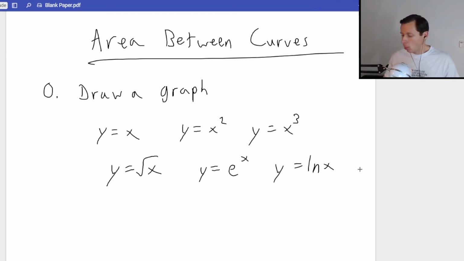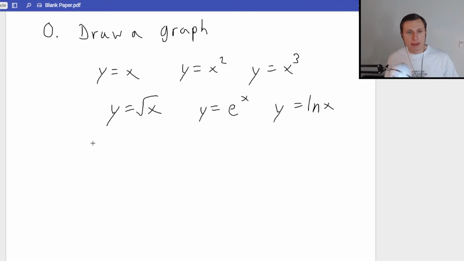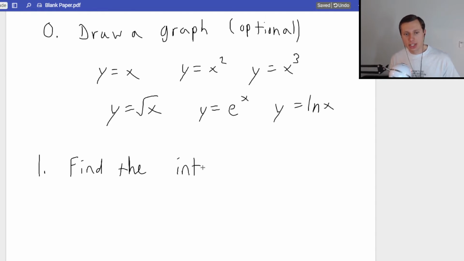So then step 1, the real step 1, after you draw the graph, and by the way, this is an optional step. I'll even put this in parentheses. It's optional. You don't have to do it. Step 1, you don't have a choice. You need to do this. You need to find the intersection points. Find the intersection points. What does that mean?